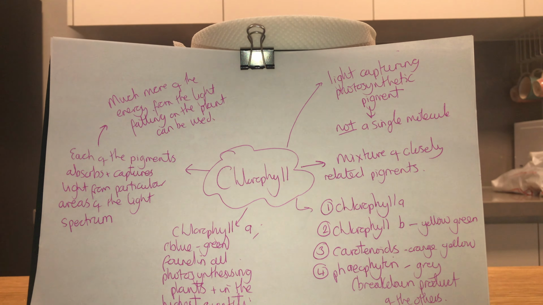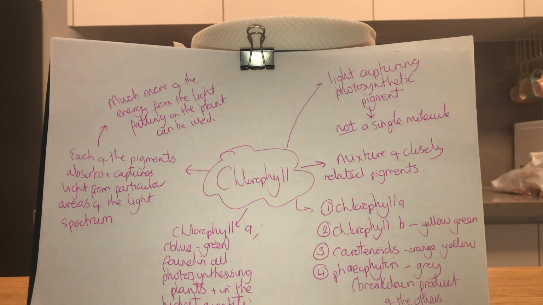Now, from GCSE, you will know and understand that chlorophyll is the light-capturing photosynthetic pigment. So it's there to help capture and absorb that light. And remember, plants use that light energy to power the photosynthetic reaction.